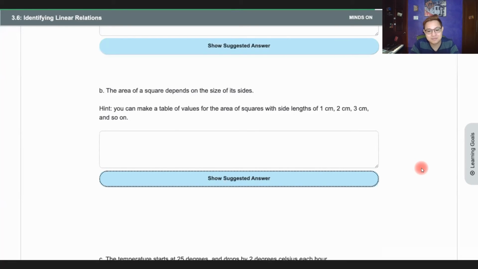The area of a square depends on the size of its side. Hint: you can make a table of values for the area of a square with side lengths of 1 centimeter, 2 centimeters, 3 centimeters.